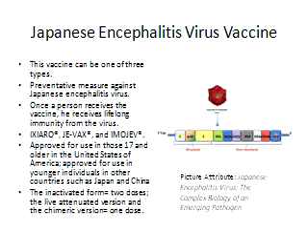Japanese encephalitis virus vaccine. This vaccine can be one of three types: an inactivated cell culture vaccine, a live attenuated vaccine, or a chimeric vaccine. The vaccine is given as a preventative measure against Japanese encephalitis virus. Once a person receives the vaccine, he receives lifelong immunity from the virus.